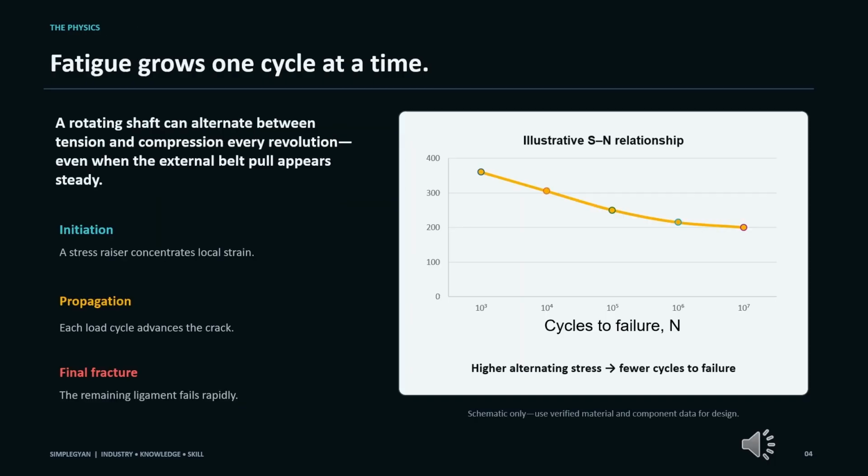Mechanical fatigue can develop under cyclic stress below the material's one-time tensile strength. In a rotating shaft carrying a transverse load, one surface alternates from tension to compression on every revolution. A crack nucleates at a local stress razor, advances cycle by cycle, and finally leaves too little intact metal to carry the load. The SN curve captures the central idea: as stress amplitude falls, expected cycles to failure rise. The plotted values here are schematic, not material data.